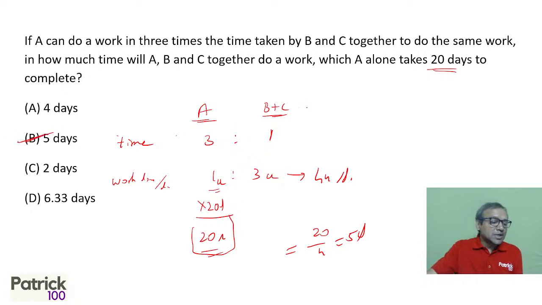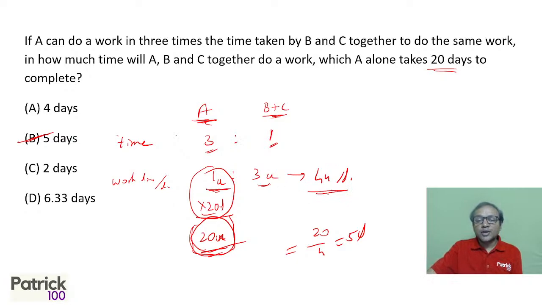I repeat, the time is given as 3:1. So if A takes 3 times as much as B and C together, then work done per day is inversely proportional. So A will be 1 and B and C together will be 3, let's say 1 unit per day and 3 units per day. But A alone takes 20 days, so the total work is 1 into 20, 20 units. If both of them work, they will do 1 plus 3, 4 units per day. So to complete 20 units, they will take 20 upon 4, 5 days. B option is the answer.